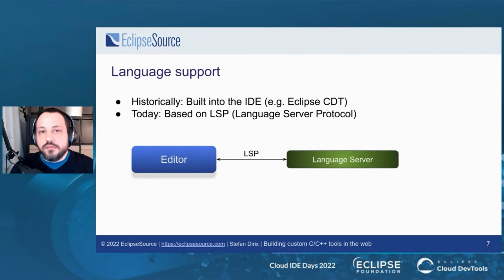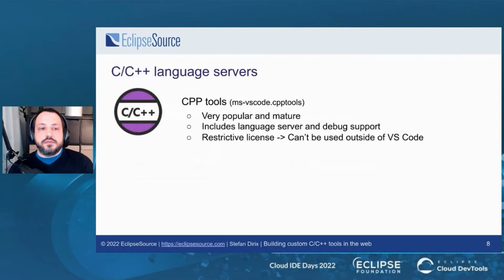What does this mean for C, C++? When you're looking at the VS Code marketplace, there is CPP Tools. It's from Microsoft. It's very popular and mature, and not only has a C, C++ language server, but it also provides debug support. However, and this is now very important, it has a restrictive license.